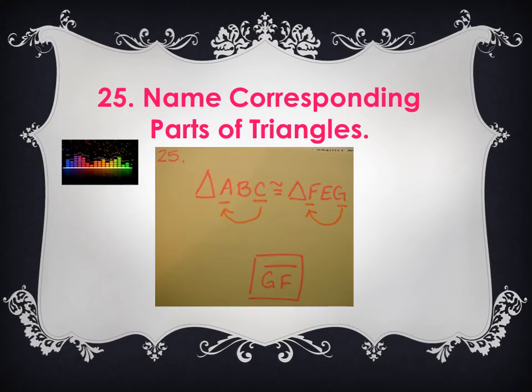In this problem, you are to name the corresponding parts of the triangles. You are given triangle ABC is congruent to triangle FEG. All we do is match up the letters. So in the first triangle, you use the last letter, then the first one. So we do the same thing in triangle FEG. So we use the last letter and the first letter, giving you line GF.